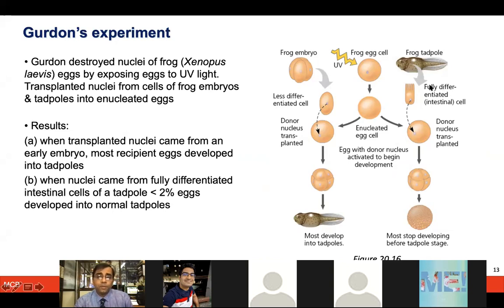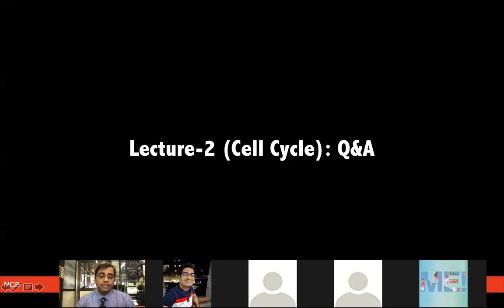Whereas if you take the more advanced, more developed differentiated intestinal cells of the frog tadpole, and take their nuclei, that nuclei after transplantation does not result in good success of these clones. And that was a big observation he made, and that was also the first time any kind of organism cloning was shown, and that's why he was quite heavily rewarded for his activities.